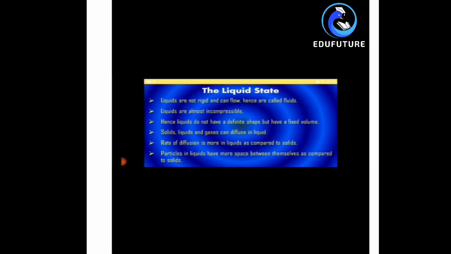The liquid state. Liquids are not rigid and can flow. Hence they are fluids. So liquids are not rigid, but they can flow. Liquids are almost incompressible. It means you cannot compress them. Incompressible means you cannot compress it. If you press it, it will slip out of your fist. So that means it's incompressible. Hence, liquids do not have a definite shape but have a fixed volume.